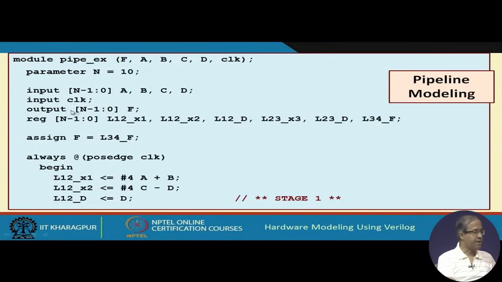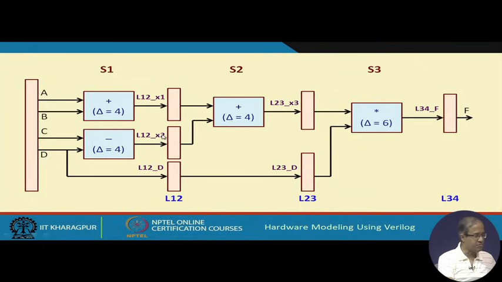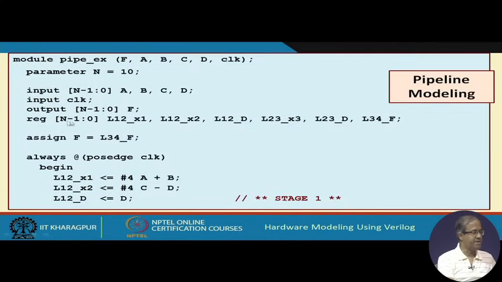of n bits again. Now, this output F I have not declared as reg because I am just assigning a value using the assign statement. But all the temporary values, L1 to x1, L1 to x2, L1 to D, L23 x3, L23 D and L34 F, look at the previous diagram, all these values 1, 2, 3, 4, 5 and 6, are declared of type reg because you will be storing them in the latches. They are all declared of type reg again of size n. And the last value, L34 F, is nothing but F, so we are simply assigning it to F.